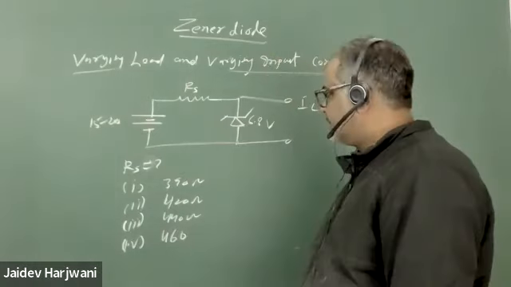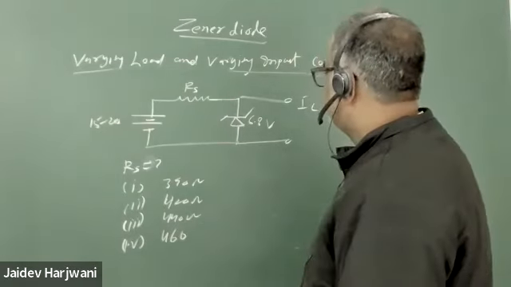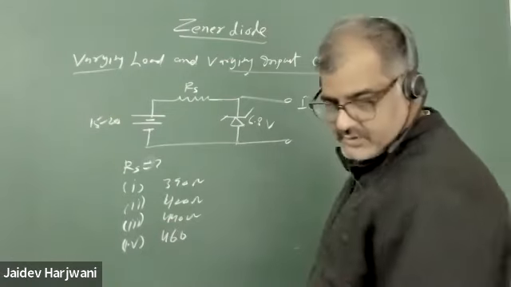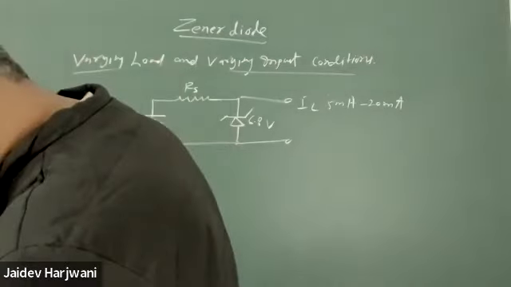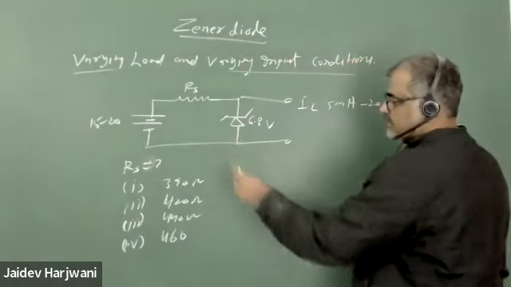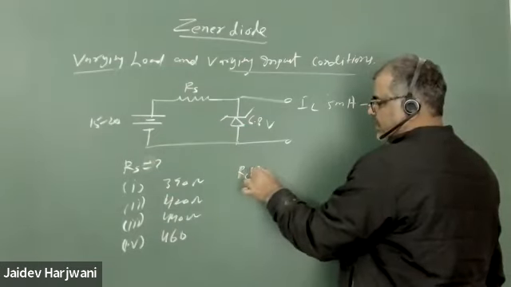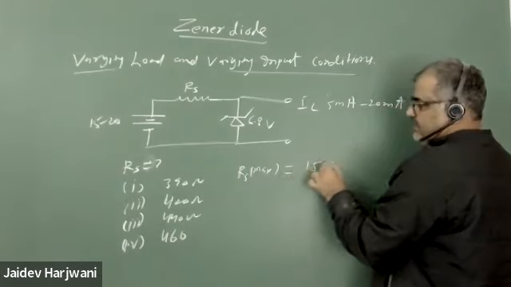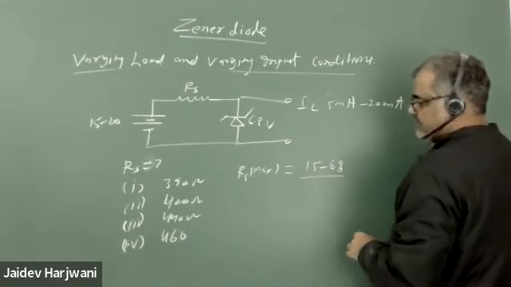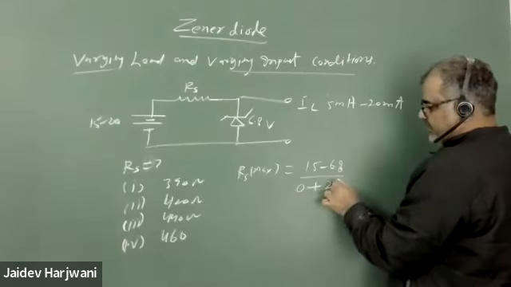Sir, we have to find IZ minimum and IZ maximum. How do we find them? What is the formula for RS maximum? RS max equals V minimum minus 6.8, and divide by IZ minimum plus IL. IZ minimum is not given, so you can take 0, plus you take IL max, 20 milliampere.